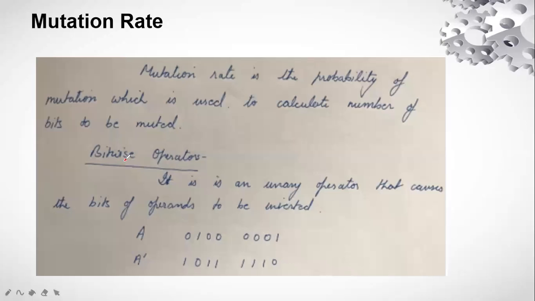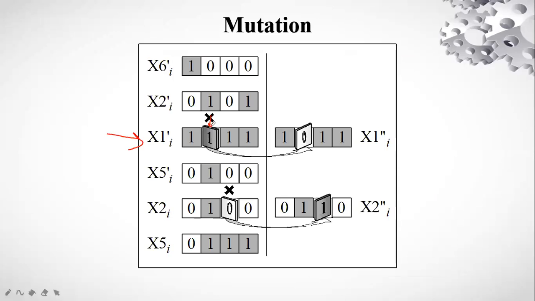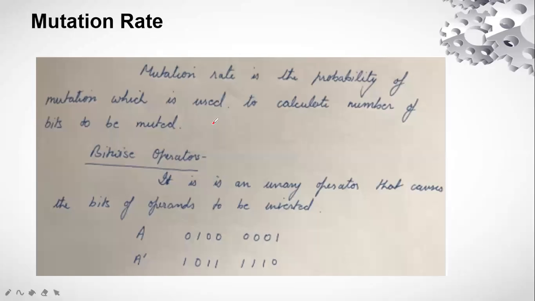Now, what is mutation rate? Mutation rate is the probability of mutation, which is used to calculate the number of bits to be mutated. Here I have shown that we are mutating only a single bit, right? Now, in different cases, we are going to mutate different numbers of bits. How we calculate the number of bits which are to be mutated is called the mutation rate. So the probability of mutation, which is used to calculate the number of bits to be mutated, is called the mutation rate.